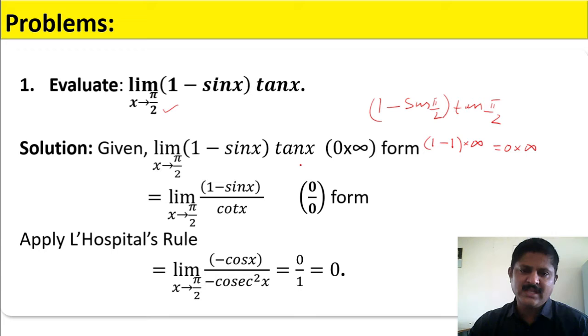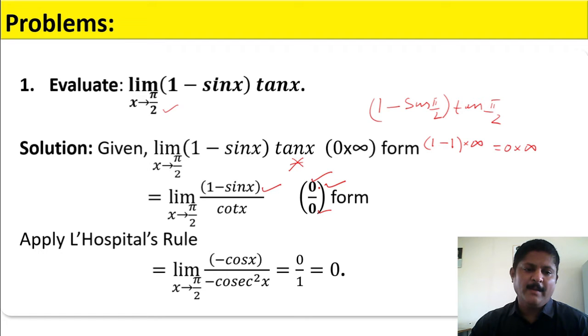First, we change this to 0 by 0 form. We know that tan x is 1 by cot x. Then the problem becomes 0 by 0. Therefore, (1 minus sin x) divided by cot x. If you put x equals pi by 2, 1 minus sin pi by 2 is 1 minus 1, which is nothing but 0, divided by cot pi by 2, which is 0.